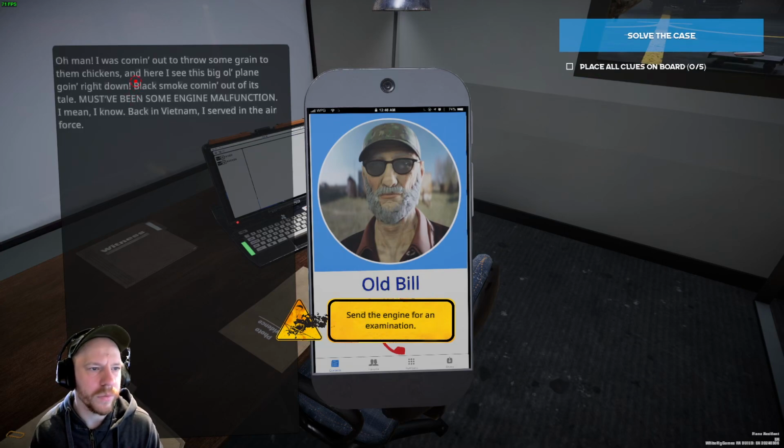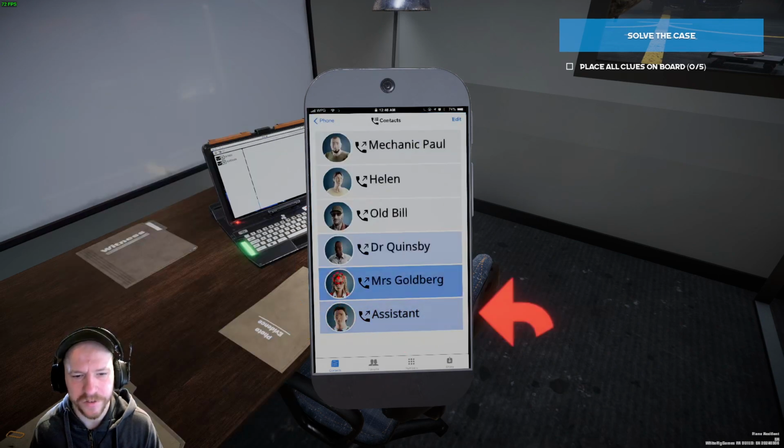Old Bill: Oh man, I was coming out to throw some grain to them chickens and I see this big old plane going right down. Black smoke coming out of its tail. Must have been some engine malfunction. I mean, I know. Back in Vietnam I served in the Air Force.